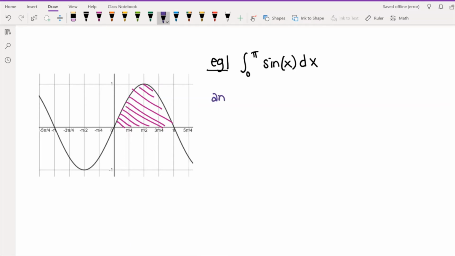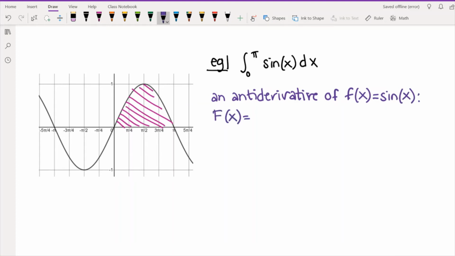And I won't always write this part out, but just to make sure we're all clear on how this is working. An antiderivative of f of x equals sine of x would be capital F of x equals negative cosine of x, right? Because the derivative of cosine is negative sine. So in order to get positive sine, we need an extra negative on it.